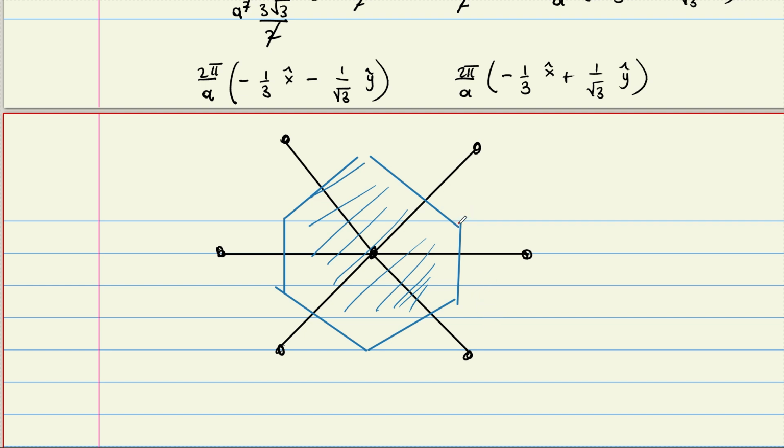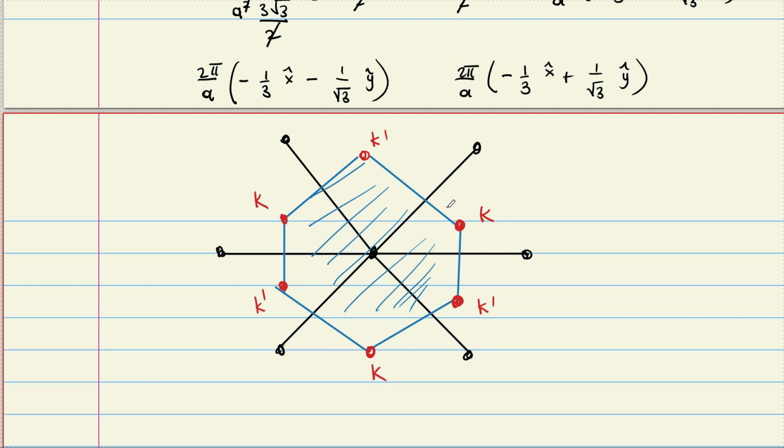These points, this point and this point, are special. This is the so-called K, and this is K prime. By symmetry, if this is K prime, this is also K prime. This is K, this is K prime, and this is K.